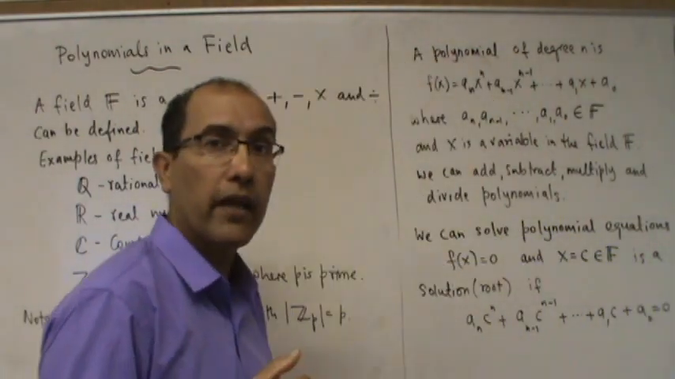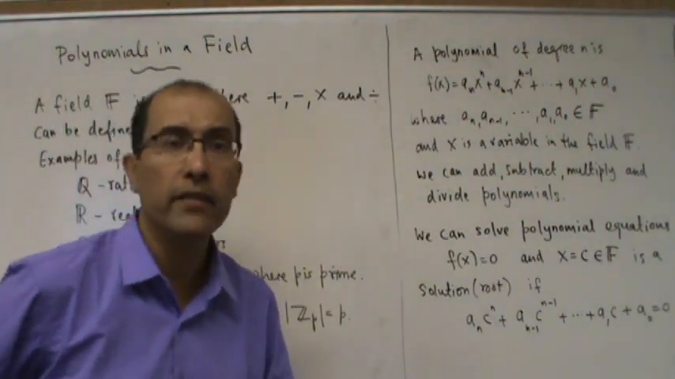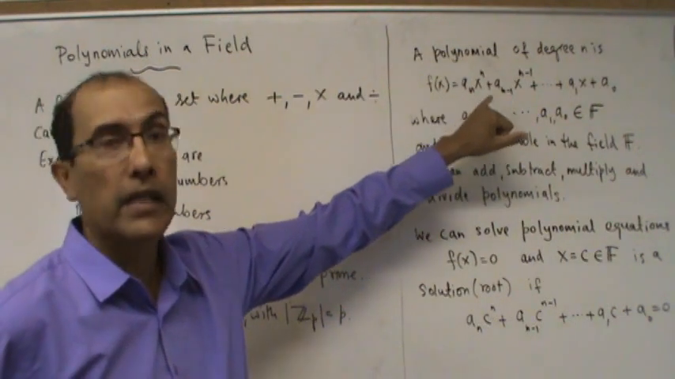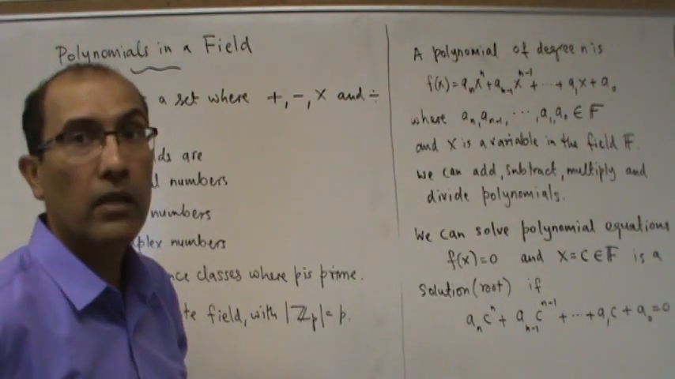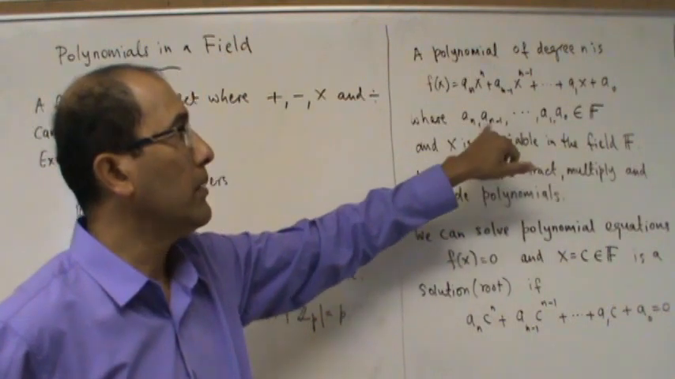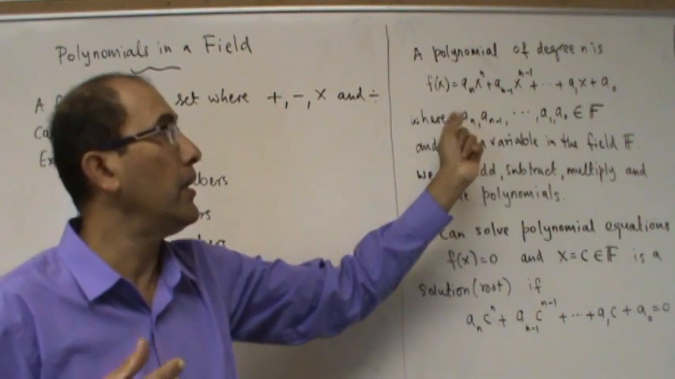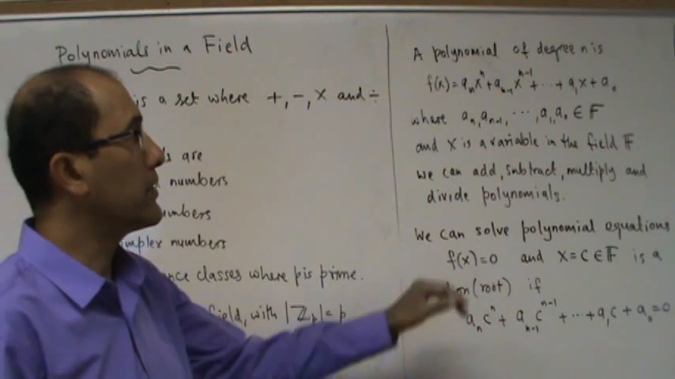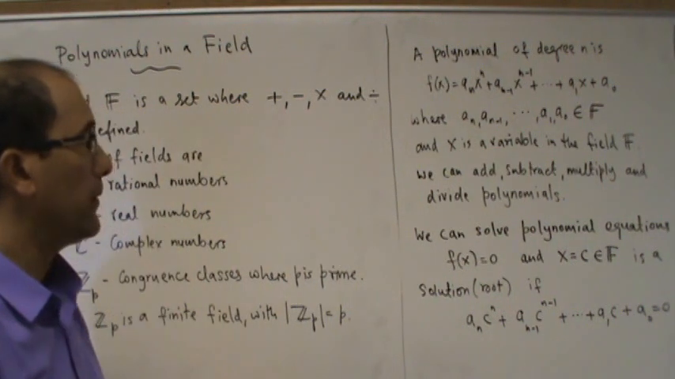So what we want to define is polynomials in this field. You're familiar with polynomials, and a polynomial of degree n looks like a_n x^n plus a_(n-1) x^(n-1) and so on. And these coefficients of the polynomial must belong to the field. If it's a real number polynomial, then they have to be real numbers. If it's complex, then they can be complex numbers. And x is a variable defined on that field, whatever field we are looking at.